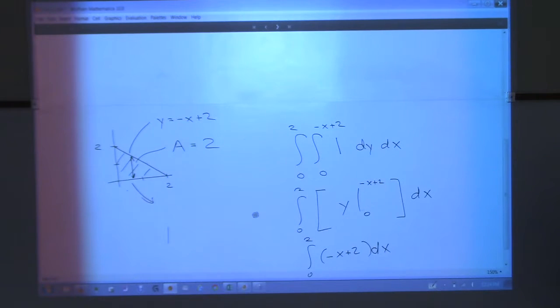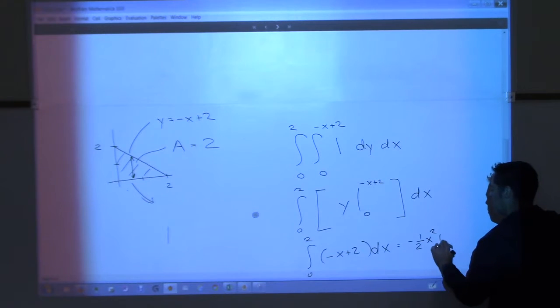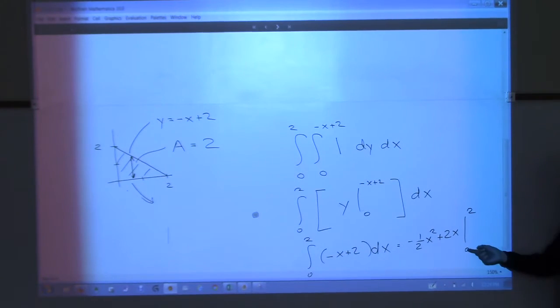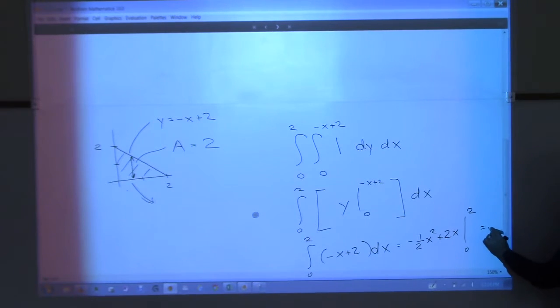What's the antiderivative of that? Negative 1/2 x squared plus 2x. Evaluate it from 0 to 2. What happens when I plug in 0? Because that's the easy one. It's gone. What happens when I plug in 2? I get what? Negative 2, right? This will be 4, half of that. Negative 2 plus 4, that's equal to 2. That's not a coincidence that those are the same answer.